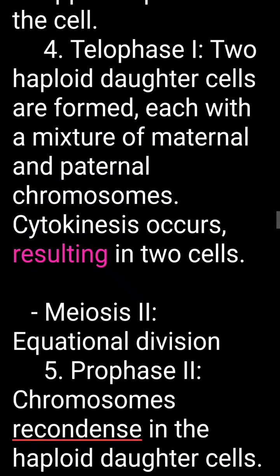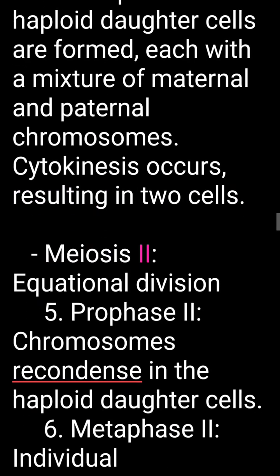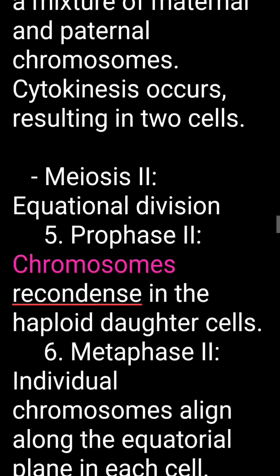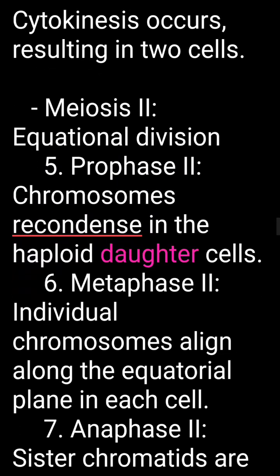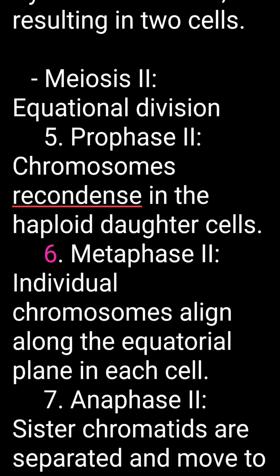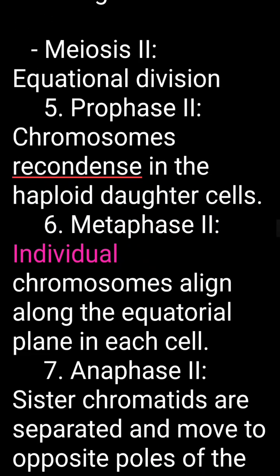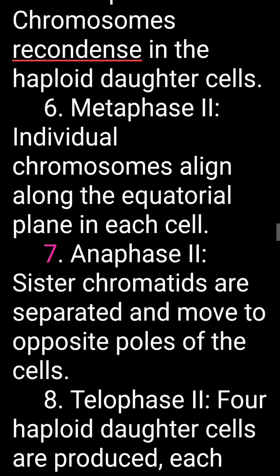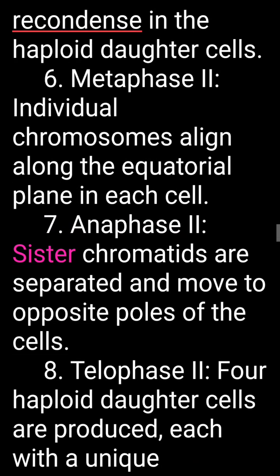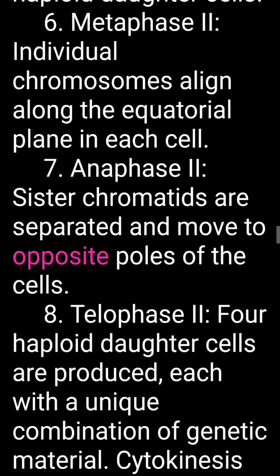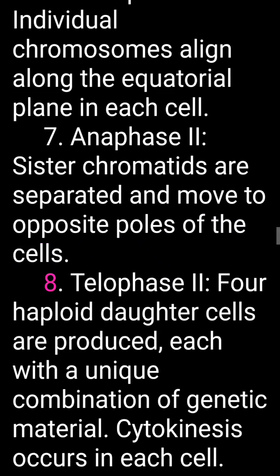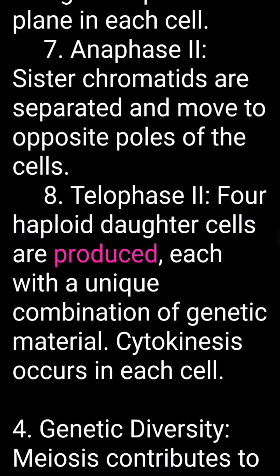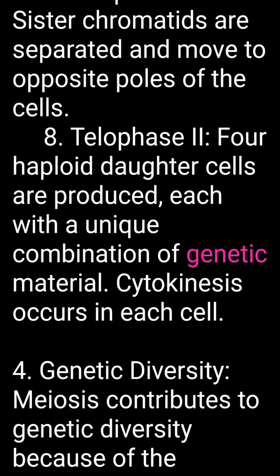Cytokinesis occurs, resulting in two cells. Meiosis II, equational division. 5. Prophase II, chromosomes recondense in the haploid daughter cells. 6. Metaphase II, individual chromosomes align along the equatorial plane in each cell. 7. Anaphase II, sister chromatids are separated and moved to opposite poles of the cells. 8. Telophase II, four haploid daughter cells are produced, each with a unique combination of genetic material.